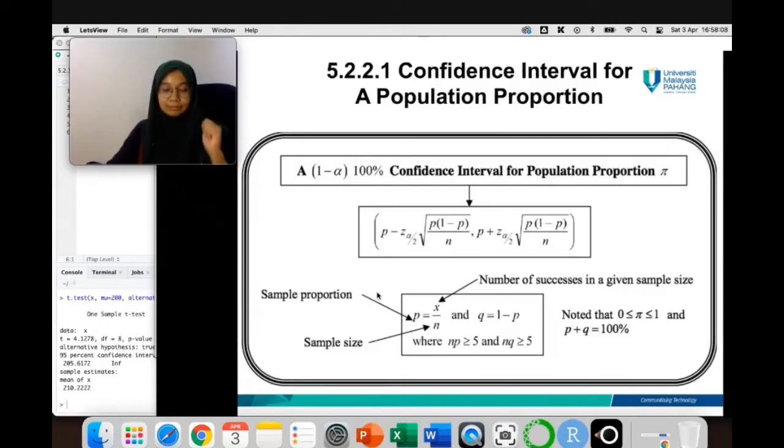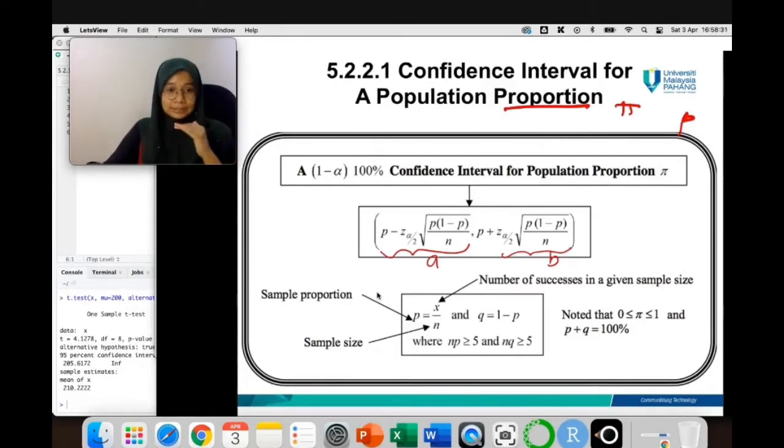So now we move on to the proportion. Dah habis dah mu. So now we go to the pi. How we want to estimate pi using P? So using confidence interval, you will have the lower boundary and the upper boundary. So this one is the formula to find A. This one is the formula to find B. Satu je condition untuk proportion. Tak ada greater than sample size ke, tak ada. Non unknown pun tak ada. So for proportion, there's only one formula here.